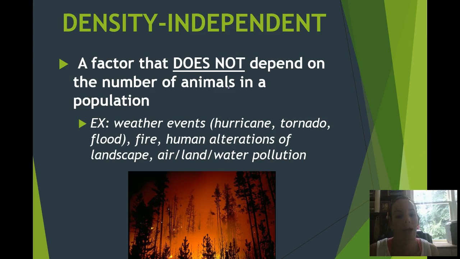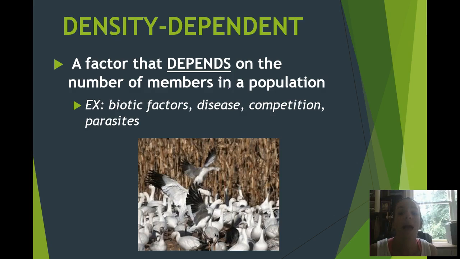Density dependent, on the other hand, depends on the members in the population. So biotic factors: disease, competition, parasites. Think about, in this example, third world countries. Those people suffer a lot because of disease, and they don't have the proper nutrition or the proper sanitation. That's a density dependent factor, because the more people you have, the more problems you have, and that overall impacts your population number.